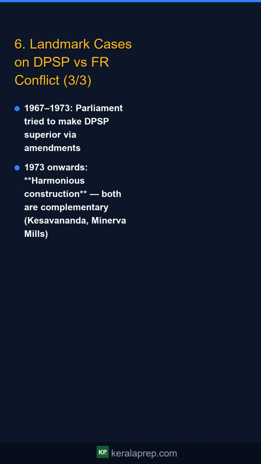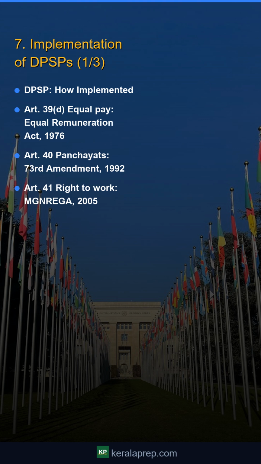7. Implementation of DPSPs. Article 39D, Equal Pay: Equal Remuneration Act, 1976. Article 40, Panchayats: 73rd Amendment, 1992. Article 41, Right to Work: MNREGA, 2005.